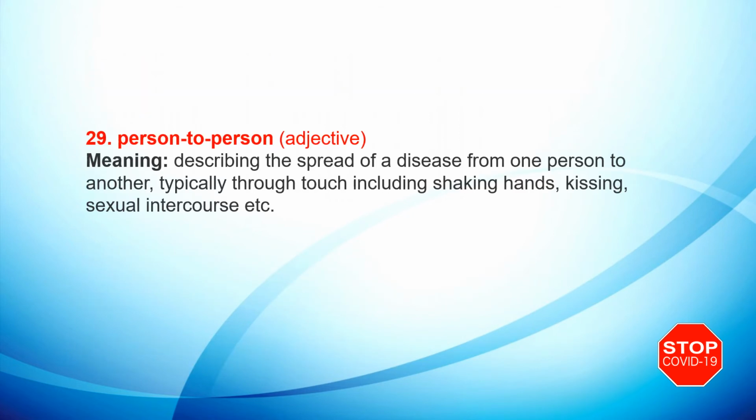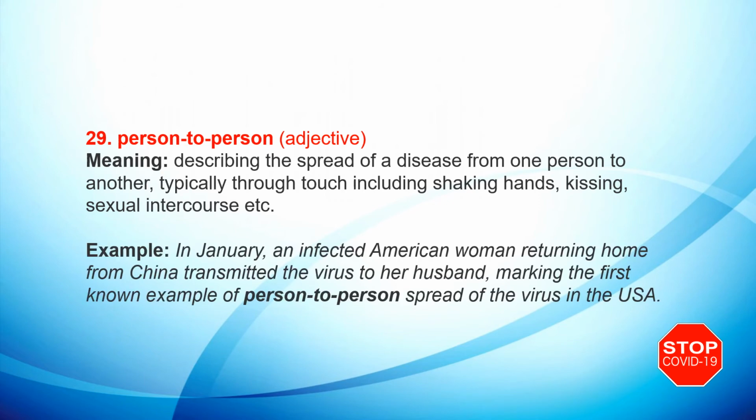Number 29, person to person. Person to person as an adjective, meaning describing the spread of a disease from one person to another, typically through touch including shaking hands, kissing, sexual intercourse, etc. For example, in January, an infected American woman returning home from China transmitted the virus to her husband, marking the first known example of person-to-person spread of the virus in the USA.